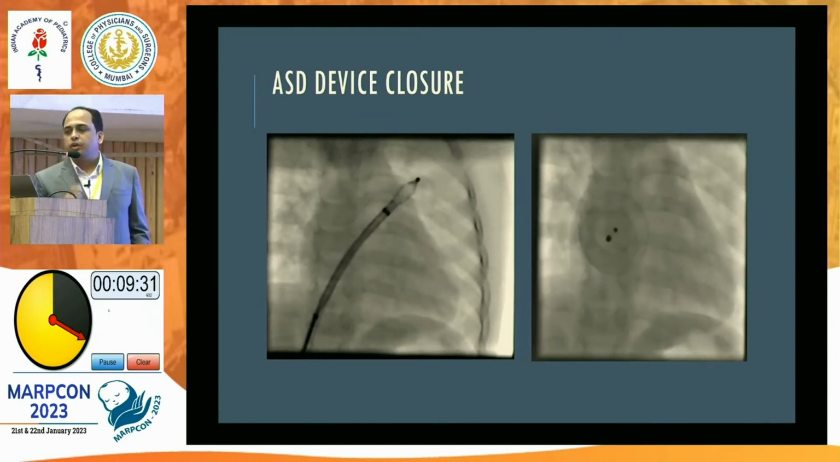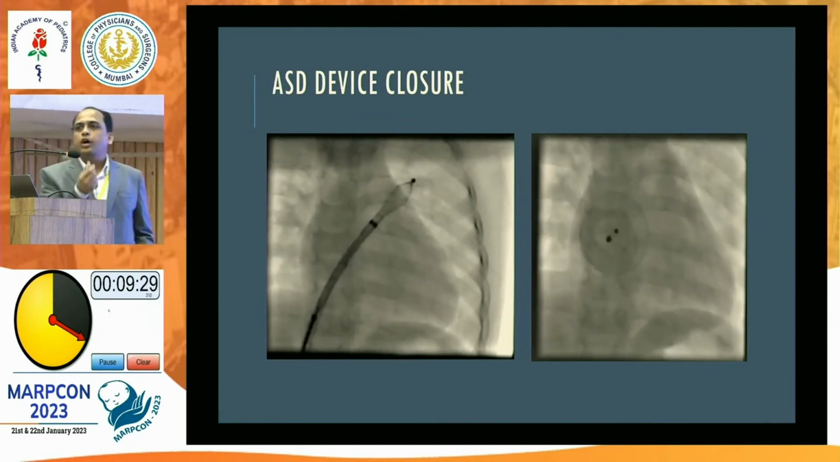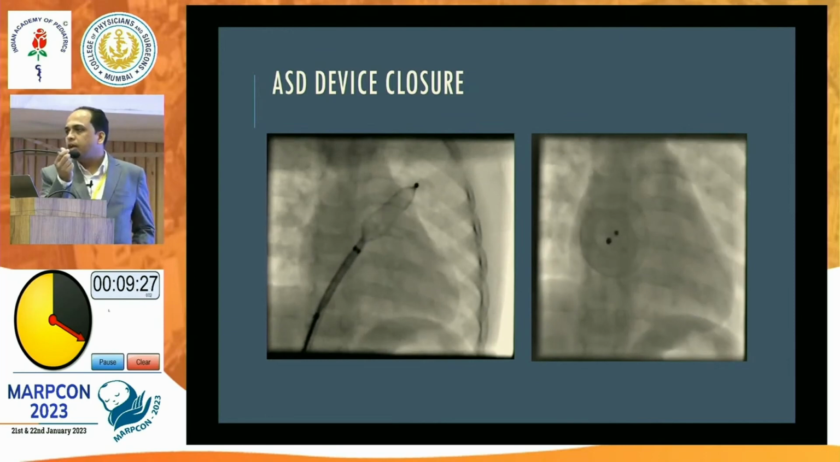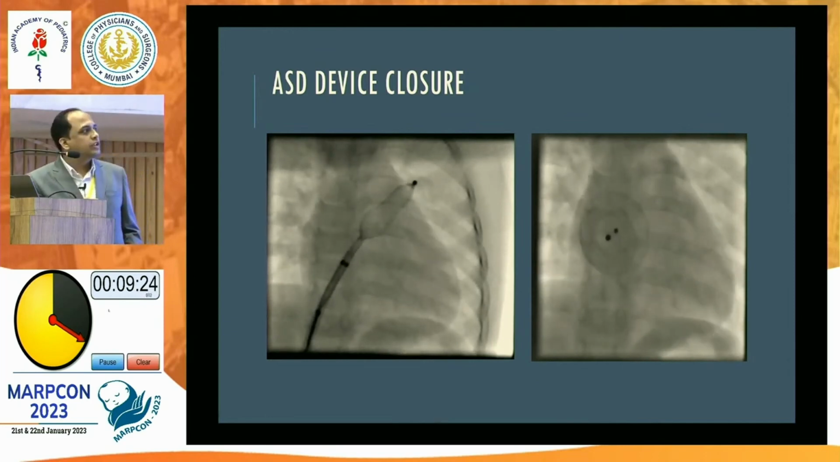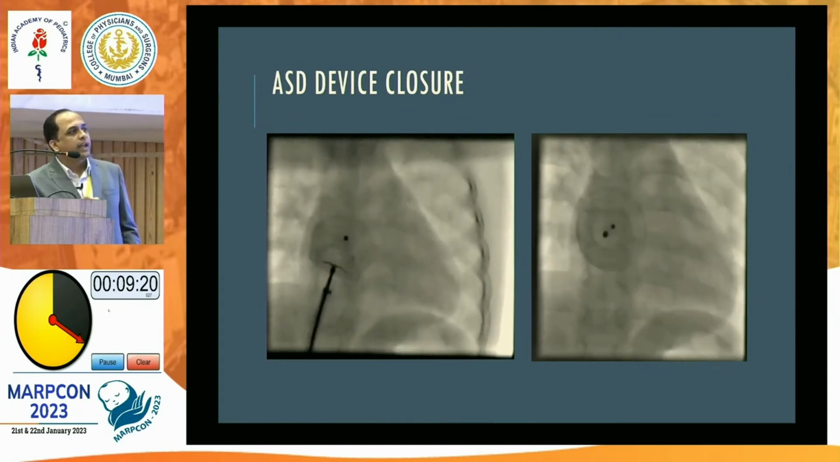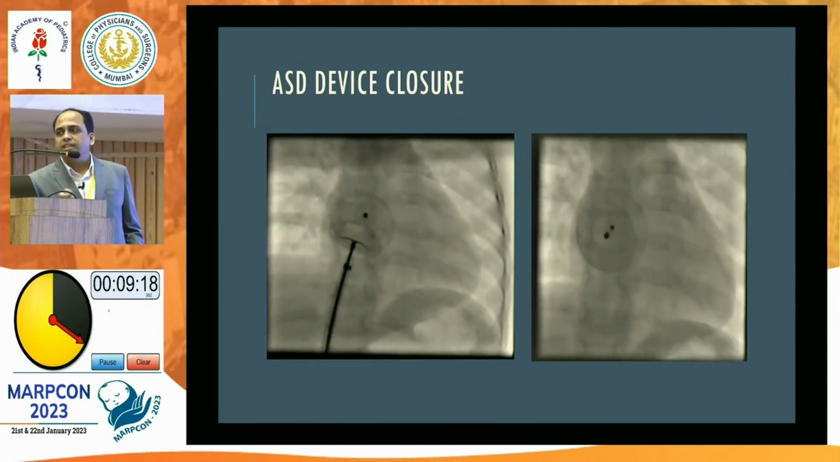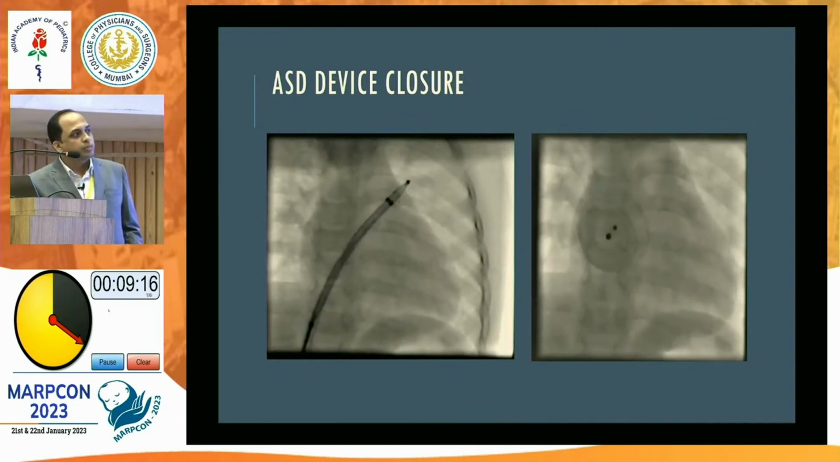And if we are sure that the device is in position, then you just have to unscrew it. Rotate the cable anti-clockwise. It will dislodge the device from this hub. After dislodging, it will look like this in AP projection.